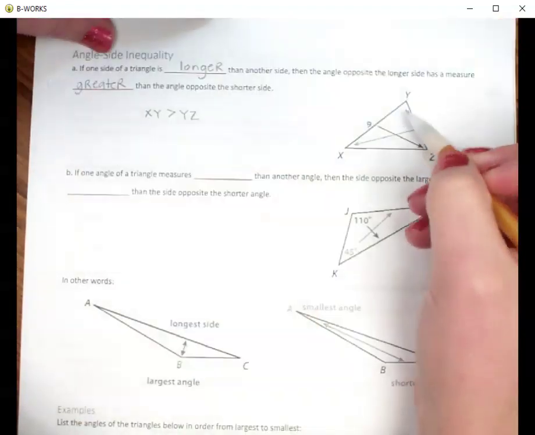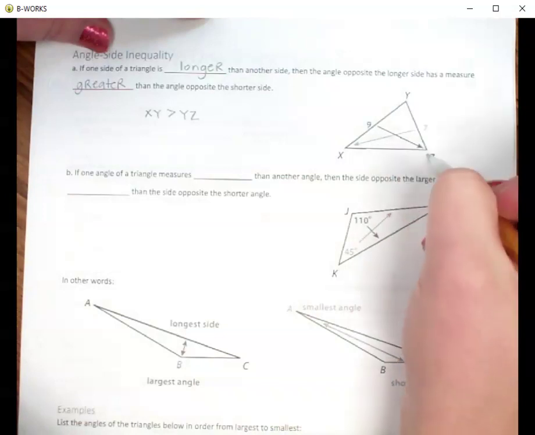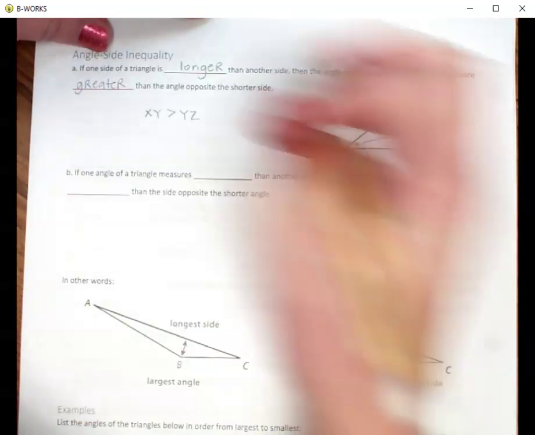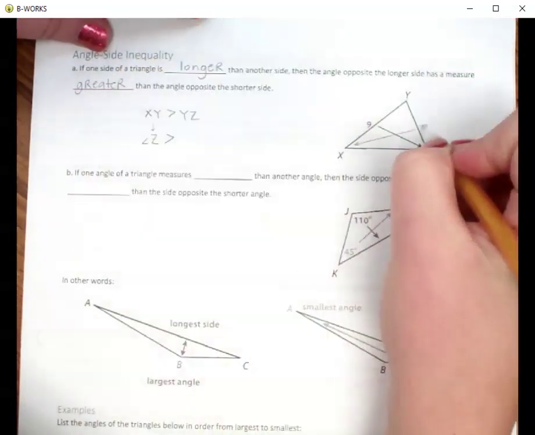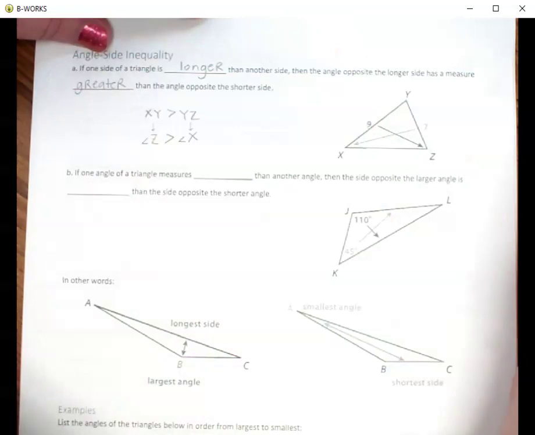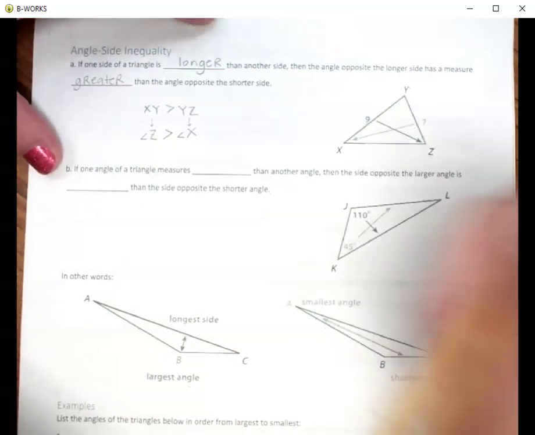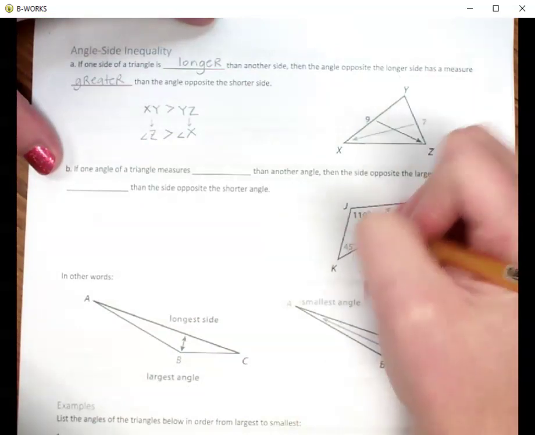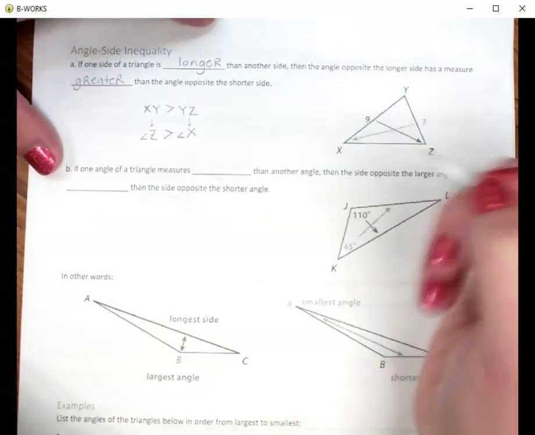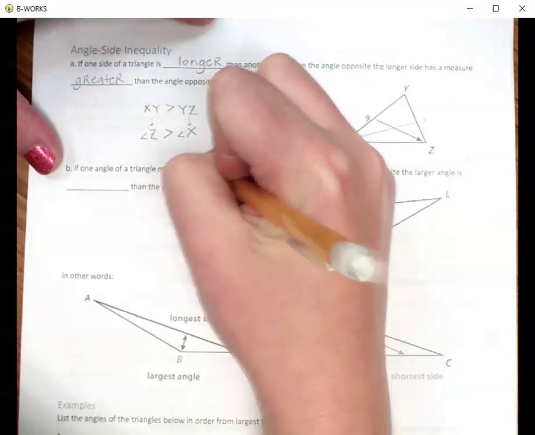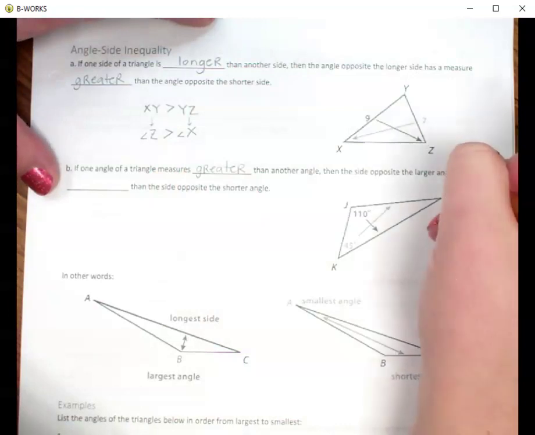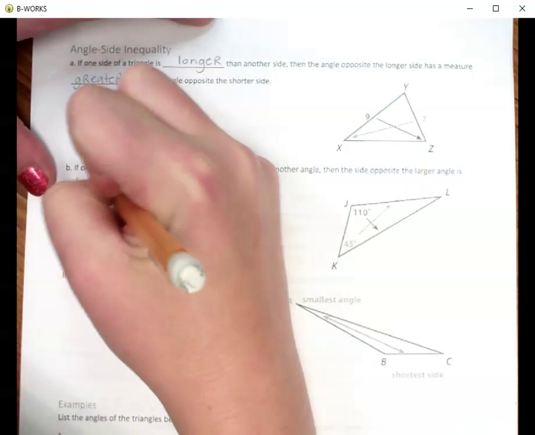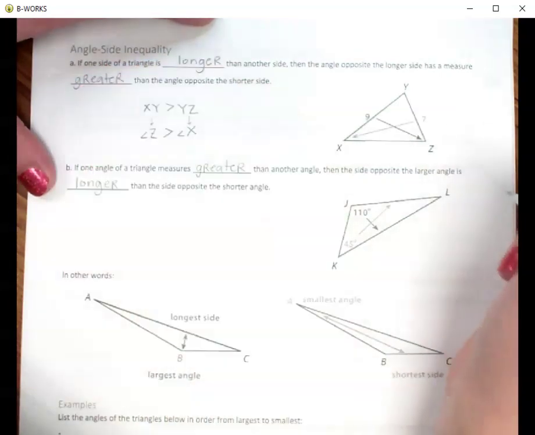Again, XY is bigger than YZ. So angle Z here, that is opposite XY, is going to be bigger than angle X, that is opposite that side YZ. Vice versa, if we switch and we look at the measure of angles, if one angle of a triangle measures greater than another angle, then the side opposite the larger angle is longer than the side opposite the shorter angle.